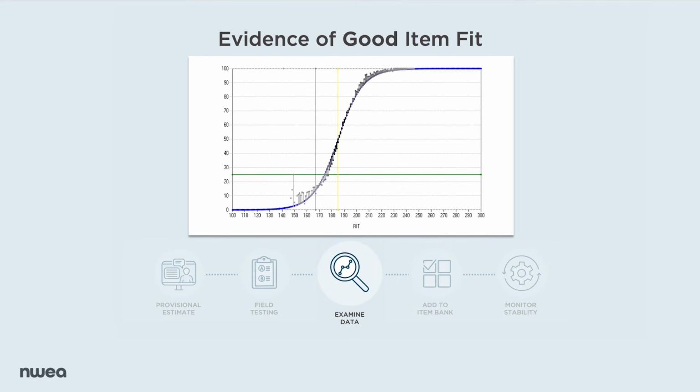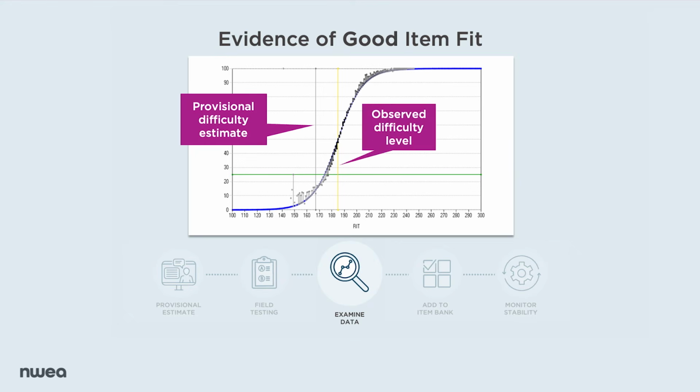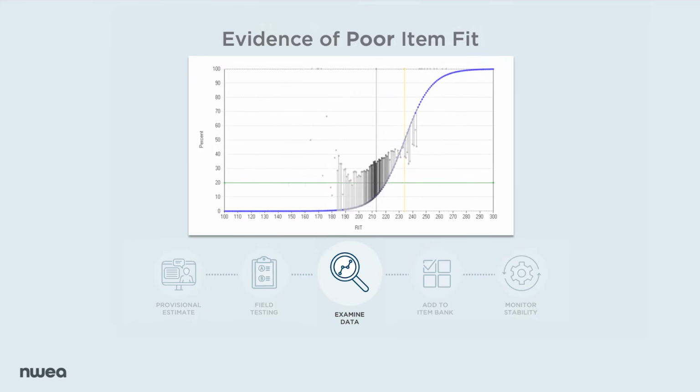Once we field test an item, we look at how well it performs compared to the theoretical model. That's what these IRF plots help us evaluate. Here is an example of an item with good fit. The actual student performance closely follows that expected S-shaped curve. In other words, lower achieving students rarely get it right, and higher achieving students usually do, just like we'd expect. That tells us this item behaves predictably. We can use this data to fine-tune the item's difficulty, adjusting the provisional estimate to reflect the observed RIT where 50% of students got it correct. Now take a look at this item.